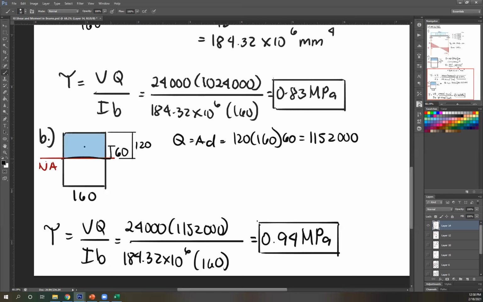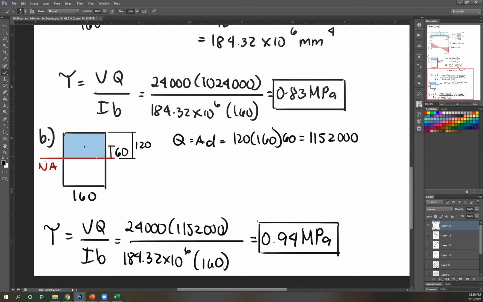And again, so this is now my fiber in question. So now I need to compute VQ over IB. V is the same. Your maximum V is 24,000. Q is AD. So now, again, A is the area above or below the fiber in question. My fiber in question is NA, so you can either get the area of this or this.